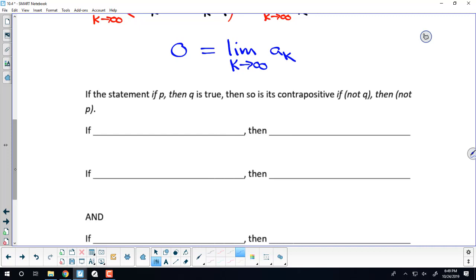So let's look at just a language example, I guess. So if I live in Denver, then I live in Colorado.